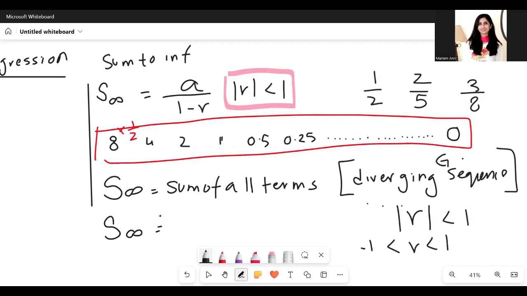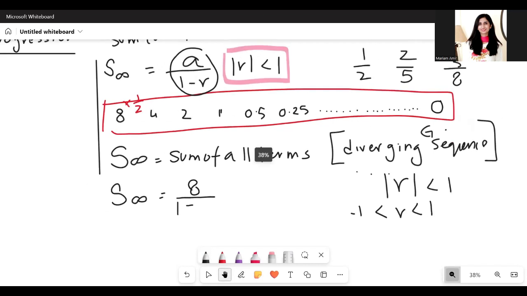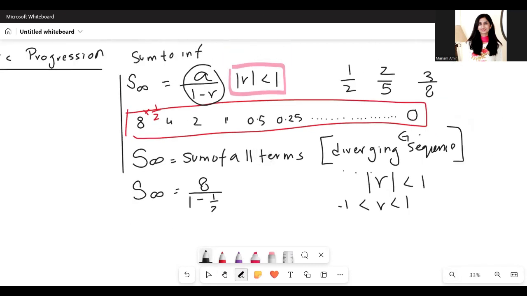So let's use this formula. A is 8 upon 1 minus R, which is half. So the sum to infinity, or sum of all the terms of this sequence, is going to be 16.